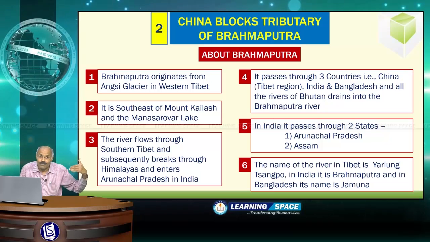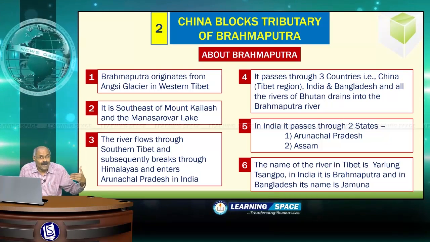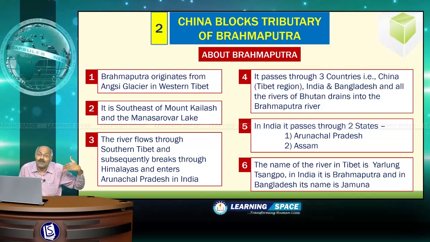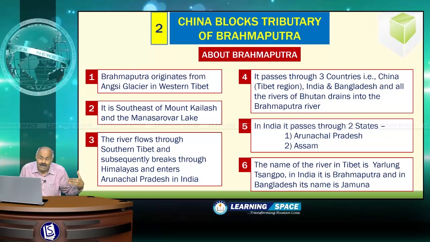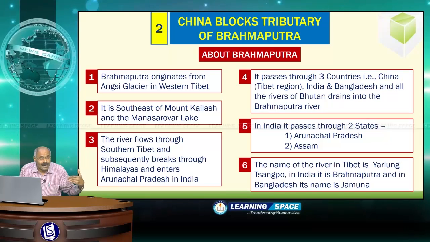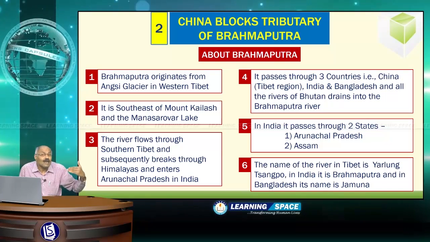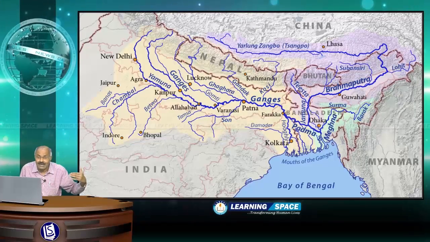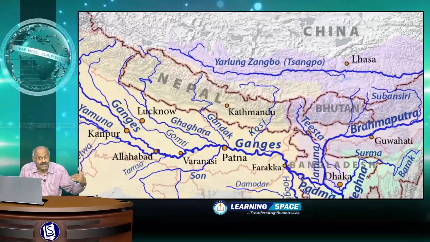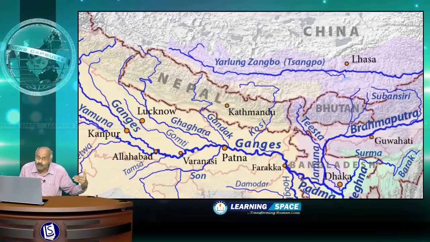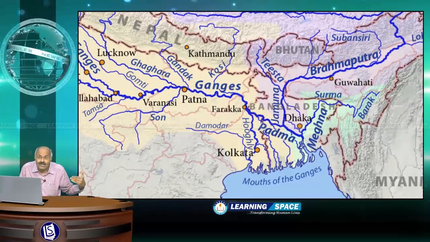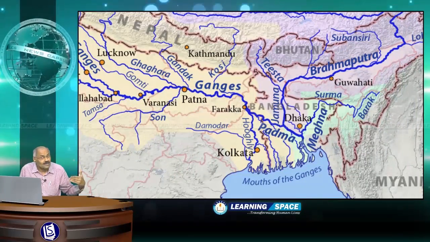Then it flows through southern Tibet and subsequently it cuts through Himalayas to enter Arunachal Pradesh in India. And the name of the river in China is Erlang Sangpo. Please don't forget, the name of Brahmaputra in Tibet, or you can say in China, is Erlang Sangpo. And at the same time, the name of river in Bangladesh is Jamuna. 2-3 things, please don't forget.